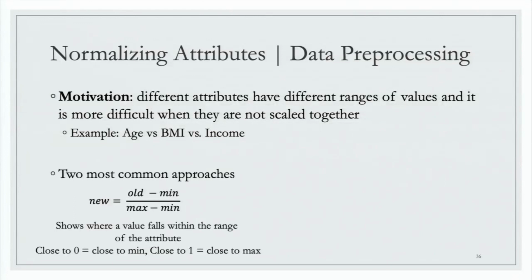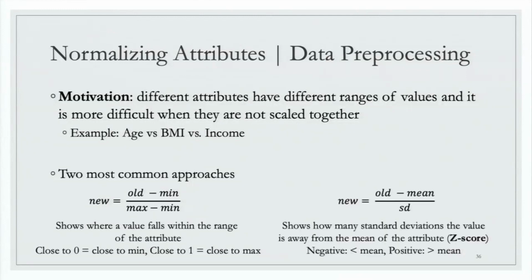So this is useful whenever our attribute's contribution to our prediction might depend on where it falls along the whole spectrum of possible values. So to do that, we just take the old value, subtract off the minimum, and divide by the max minus the min. So if we do that, the largest values are going to be close to 1 because they're close to the max. The smallest ones are going to be close to 0.